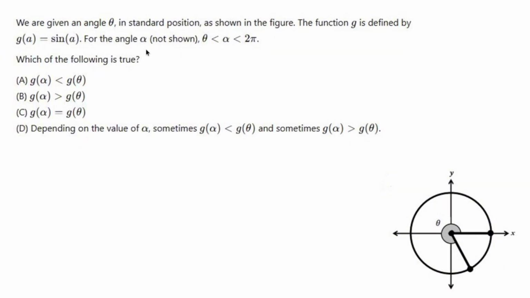For an angle alpha, which is not shown, alpha is in between theta and 2 pi. So there's some angle in between here, right? That's also spun around and lives right there. Which of the following is true? So you plug in alpha, you get some information, and then we'll see what happens. Let's see what they're trying to ask.